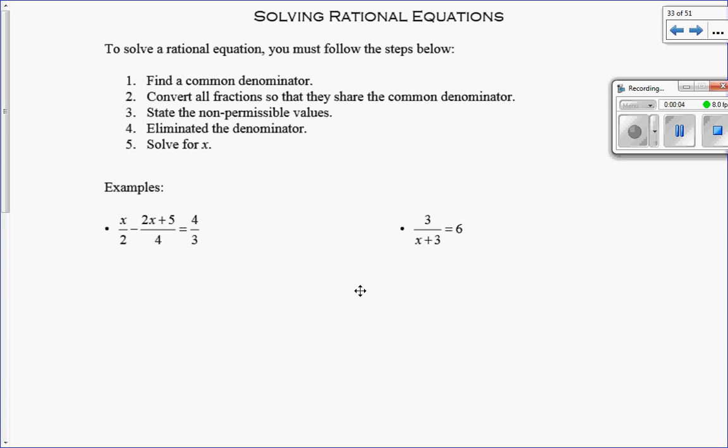Our lesson today is on solving rational equations. The steps that we're going to take in doing this are finding a common denominator. We're actually going to multiply both sides of the equation by that common denominator. So let's make that note.